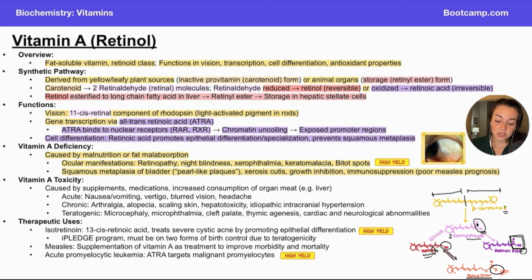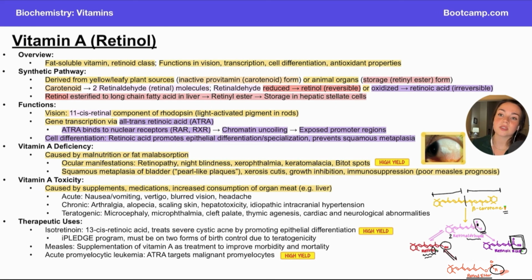So let's switch gears and talk about vitamin A toxicity, which, like we said, because vitamin A is fat-soluble, we can get a toxic buildup. Toxicity is going to be caused by supplementation, medications, or increased consumption of organ meat like liver. And sometimes they can have fun with those vignettes, and it'll be a bodybuilder who's on an all red meat diet or something like that.